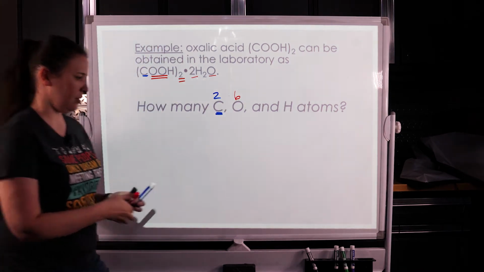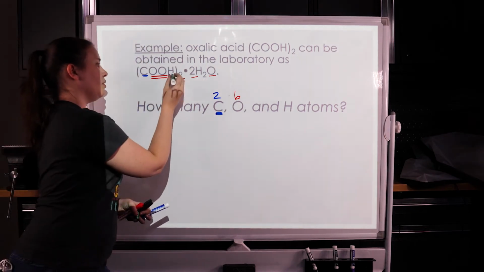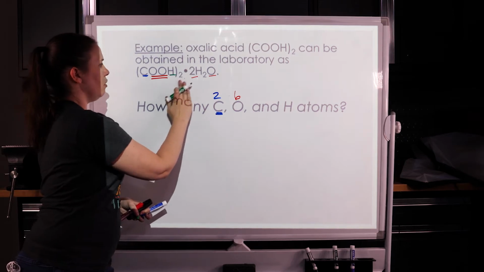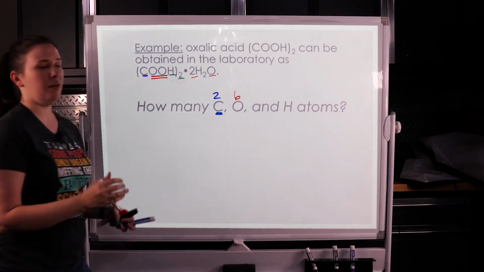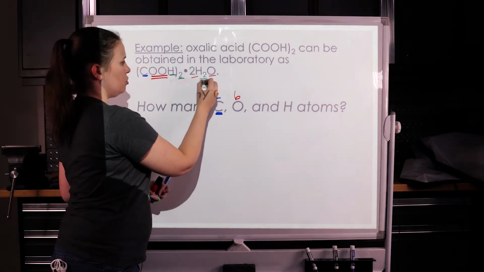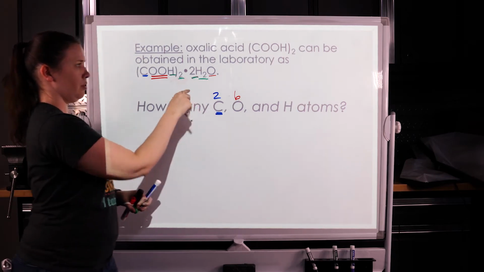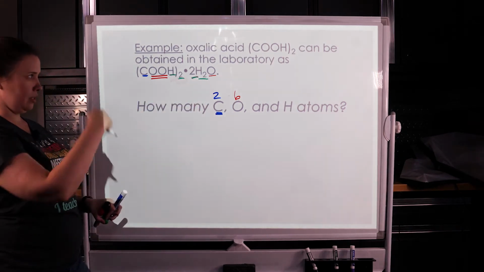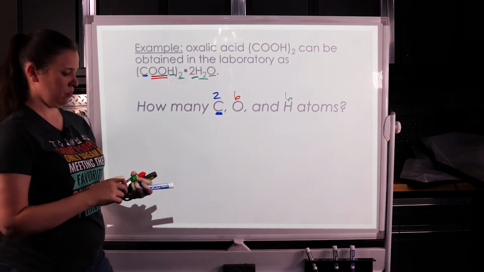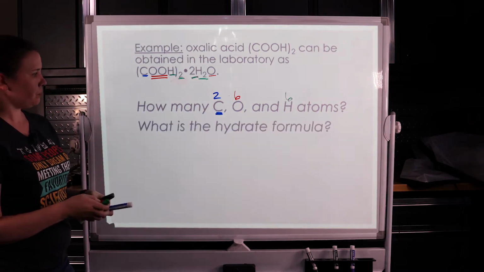Now let's look at the hydrogens. So I do have a hydrogen in front of the dot, 1 in the parentheses, but again, there are 2 of everything in the parentheses, so we're already at 2. But then there's also 2 per water molecule, and with 2 water molecules, that's now 4. Added to the original 2, I have 6 hydrogen atoms. So I have 2 carbons, 6 oxygens, and 6 hydrogens.